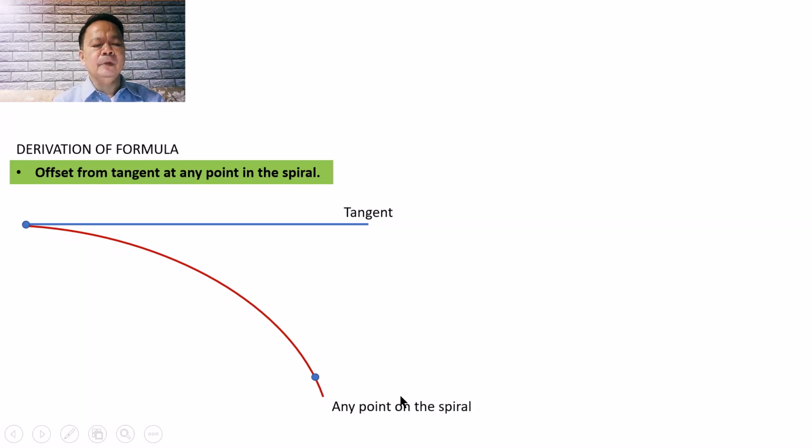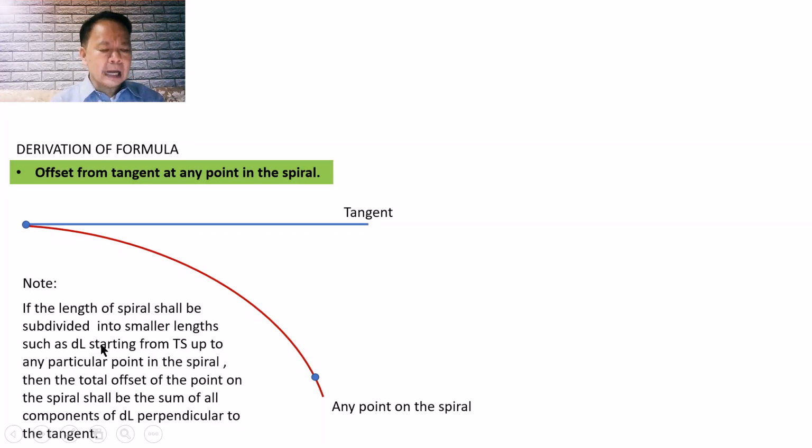Now, it says that if the length of the spiral is subdivided into smaller lengths, such as DL, into very, very small lengths, and that length has a distance equal to DL, starting from our TS up to any point on the spiral, then the total offset of the point on the spiral shall be the sum of all the components of that DL perpendicular to the tangent.